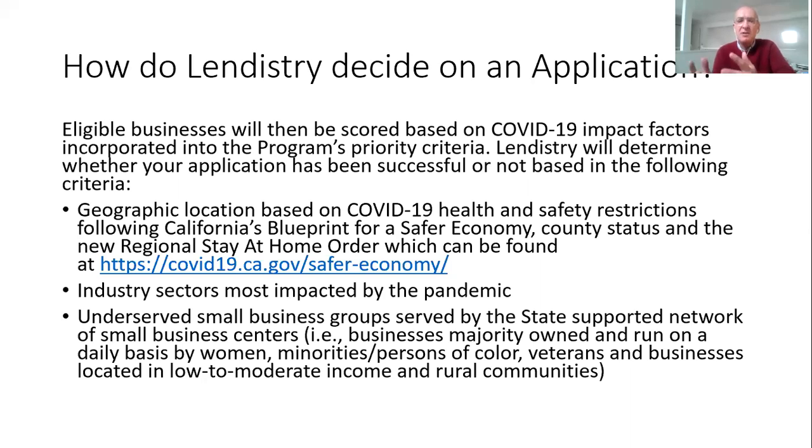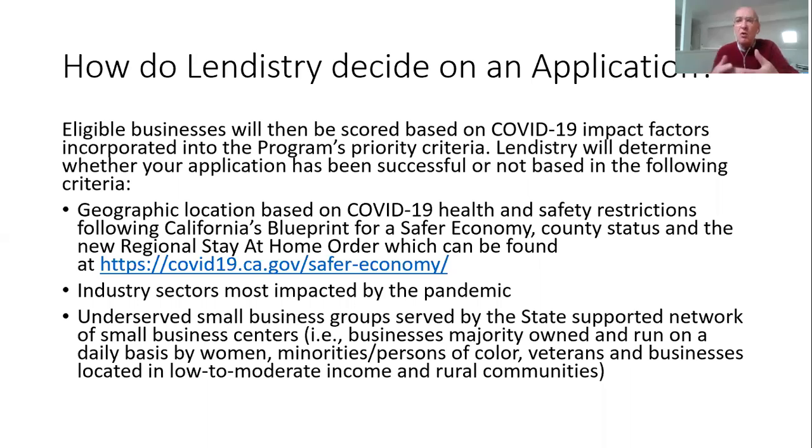And thirdly, underserved small business groups. Which are the small businesses that are located in the state of California in industries within particular communities for whom they are the most underserved? And it's the combination of these three. It's not one over another. It's not one is more important than another. It's the combination of these three criteria that enables Lendistry to determine an application.